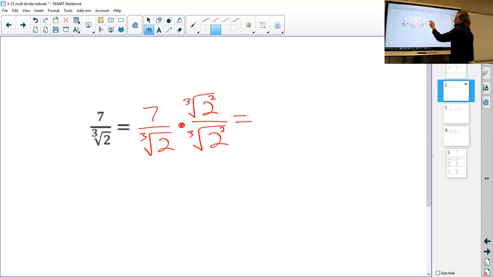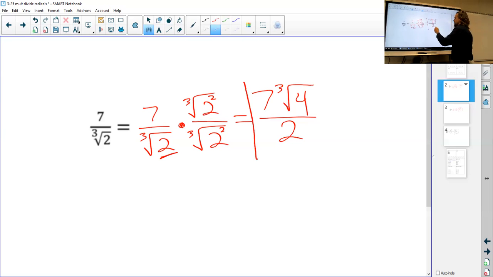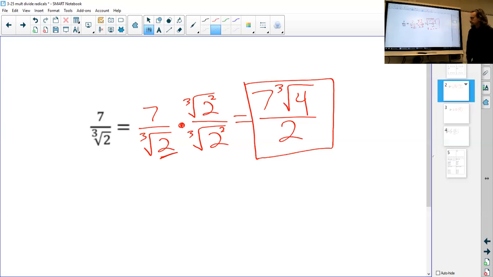So 7 times the cube root of 2 squared. And then at this point, let's work that out. So 2 squared is just 4. So I can say 7 times cube root of 4 over. And then we said the whole point of doing this was that we end up with just 2 in our denominator. Then we check to see if we can simplify. I mean, technically we could say 7 divided by 2 is 3.5, but let's not replace fractions with decimals. Let's just leave it as a fraction. I can't take the cube root of 4, so this becomes my final answer.